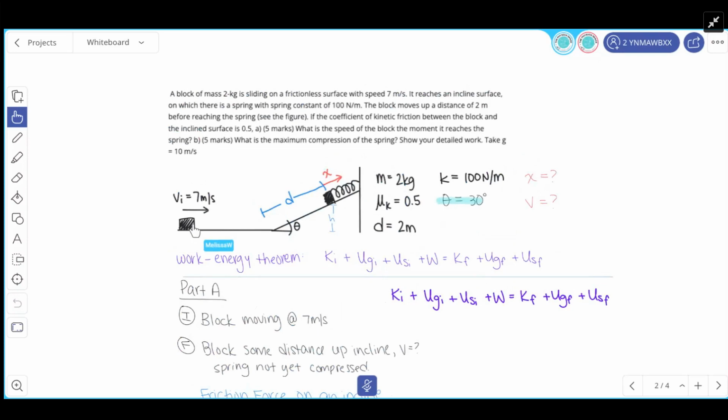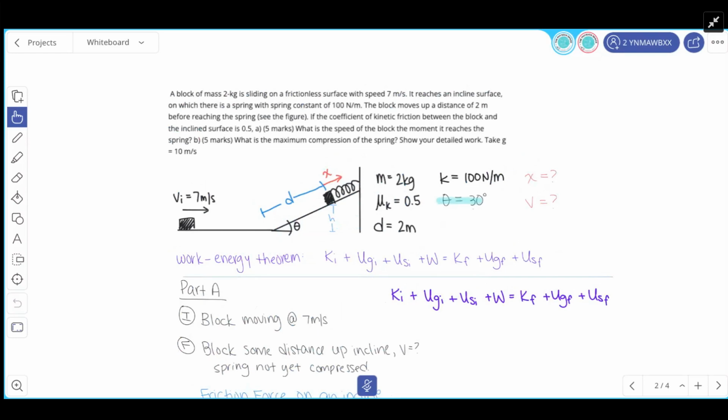So we're imagining this block is going to slide across a flat frictionless surface, but then it's going to hit this ramp. It's going to start to go up the ramp, which does have friction, and then compress a spring. So we have some values given to us. Again, just watch that angle here. I also imagine this distance as being the distance up the ramp, like that angle distance.